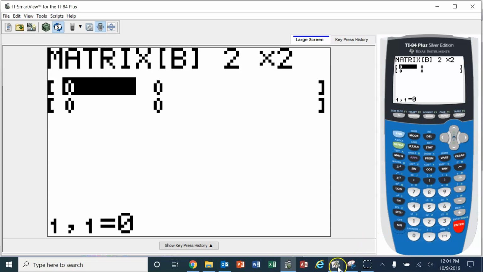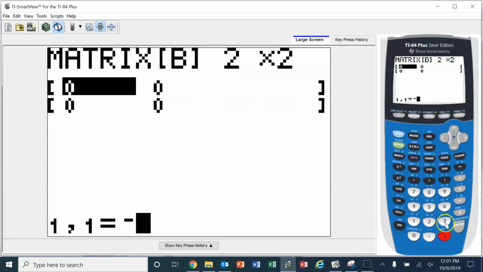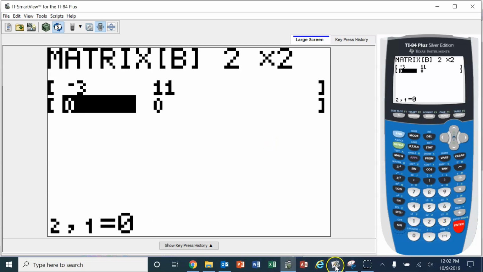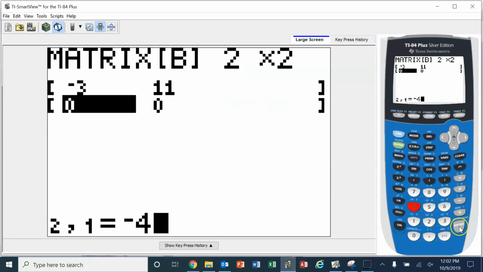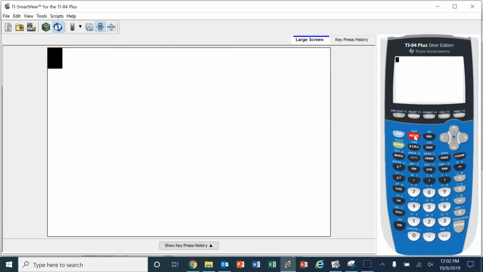Now we're going to enter the numbers into the calculator. -3, enter, 11, enter. The second row, -4, enter, 2, enter. Make sure you hit enter after that last number. Now we have typed the numbers into the calculator. To get out of this screen, we do second, quit. Second, quit will take you back to the home screen.